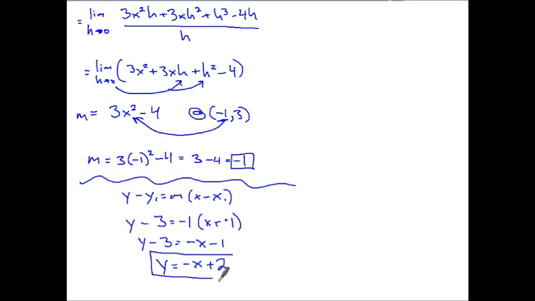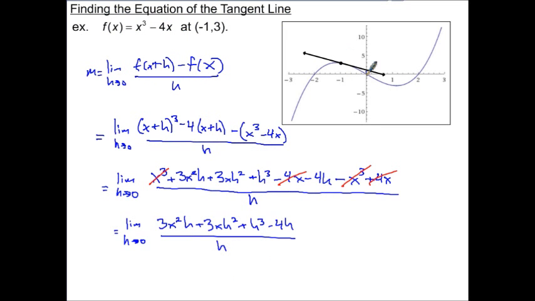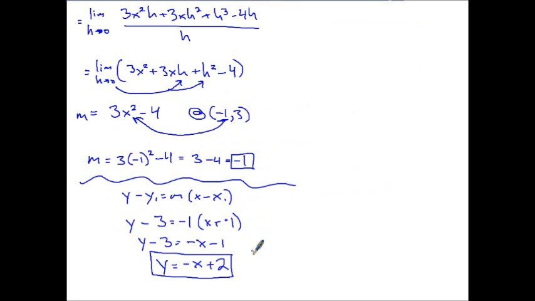If you refer back to what the graph looked like, negative x plus 2 looks pretty reasonable, remembering that the x-axis and the y-axis are not using the exact same scale. I think the 2 looks pretty darn reasonable there, so I feel pretty good about our answer, negative x plus 2. So there it all is.